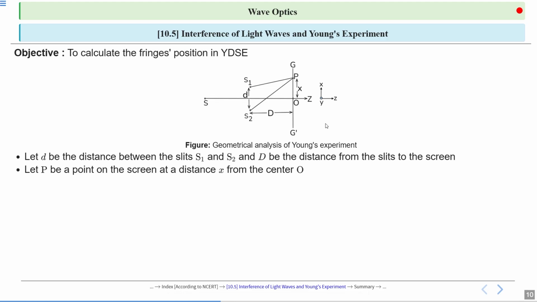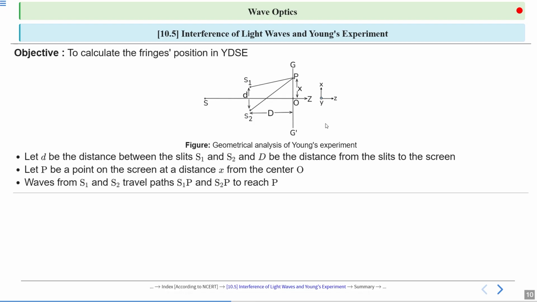So from source S and from the midpoint of S1 and S2, we will join a line and extend it, and where it touches the screen G', that is the center point where the central maximum will form. From that central maxima O, we will take the distance of point P, that is x. Keep in mind that center point O is where the central maxima or brightest fringe is located.